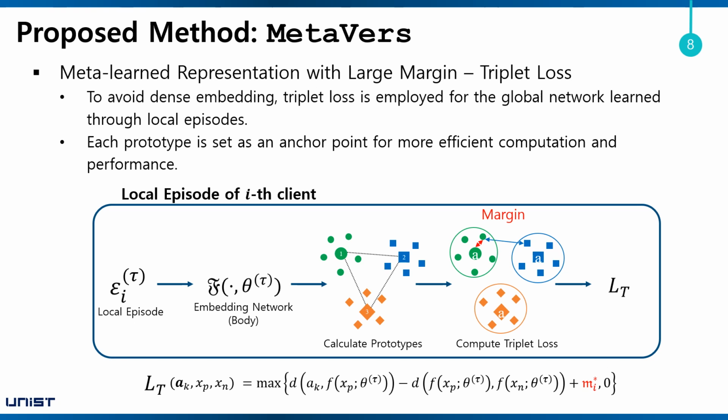And secondly, triplet loss. To avoid dense embedding, triplet loss is employed for the global network learned through local episodes. Each prototype is set as an anchor point for more efficient computation and performance. When a small green circle is an anchor point, the green data point above it becomes a positive point, and the blue data point becomes a negative point. To compute the triplet loss, we need the margin value m star.